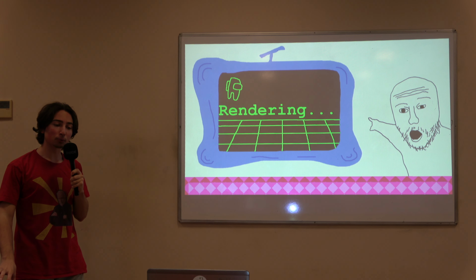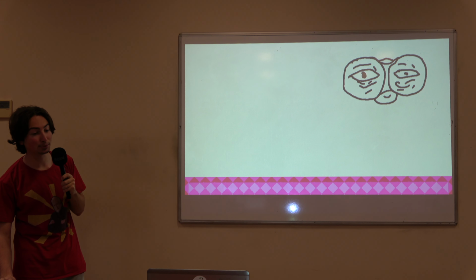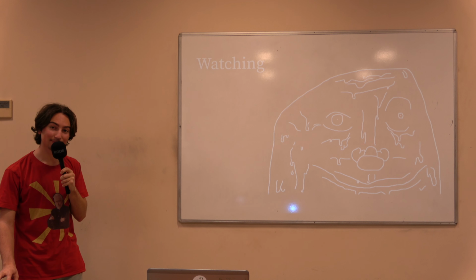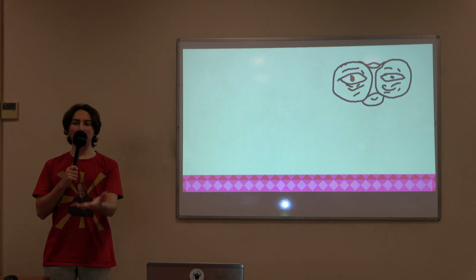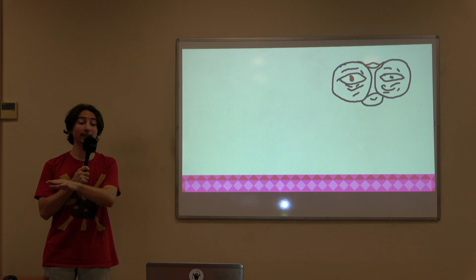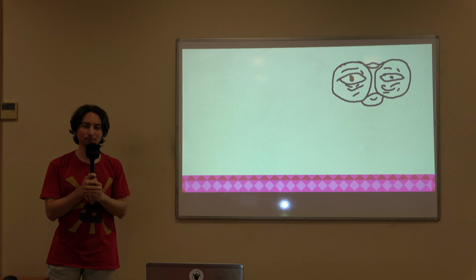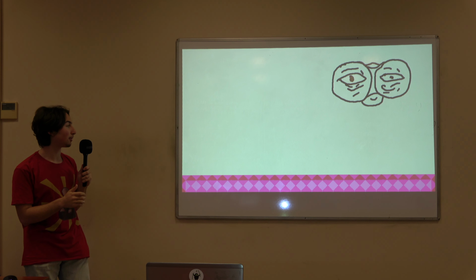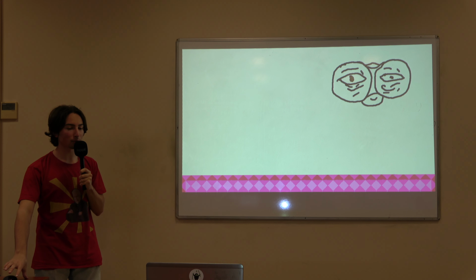Rendering, or in other words, watching. Anyway, rendering is basically the process of getting a 3D environment and turning it into something that we can see. Images, animations, everything you see has been rendered. You know, if it's not in the real world. So, basically, how does rendering work?